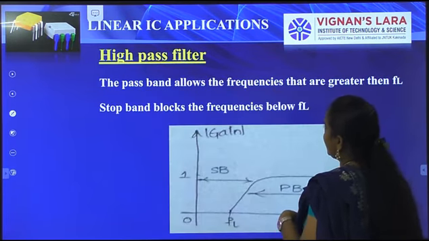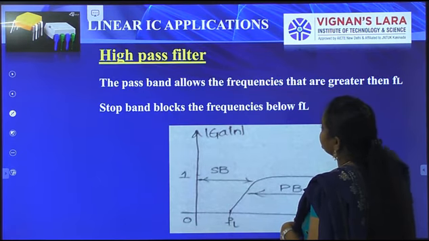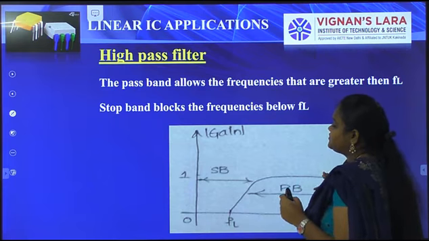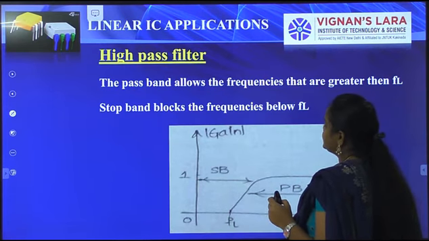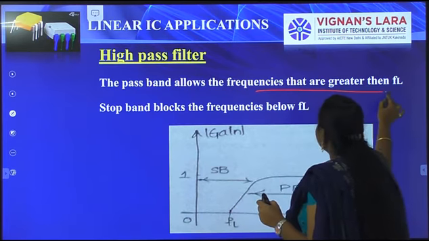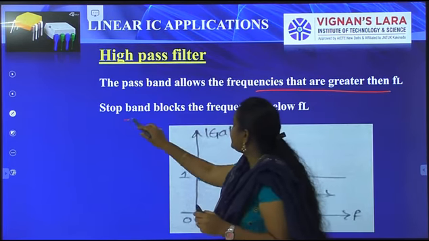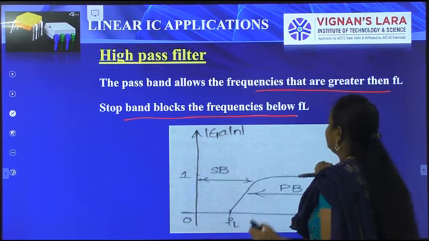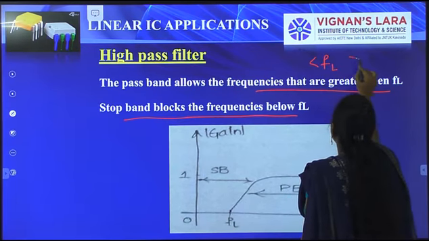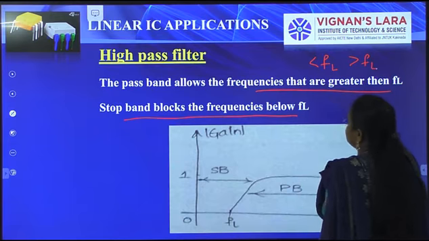Also, high pass filters. The reverse operation of the low pass filter is the high pass filter, that means it allows the high frequency bands and rejects the low frequency values. So here the pass band allows the frequencies that are greater than FL, and a stop band blocks the frequencies below FL. So here below FL it rejects, and greater than FL it allows.